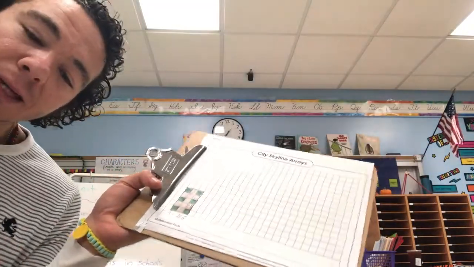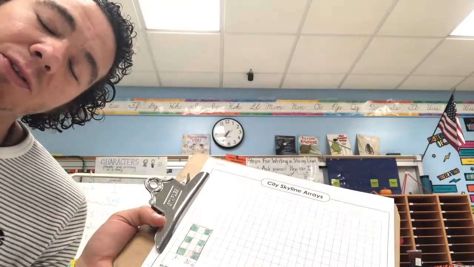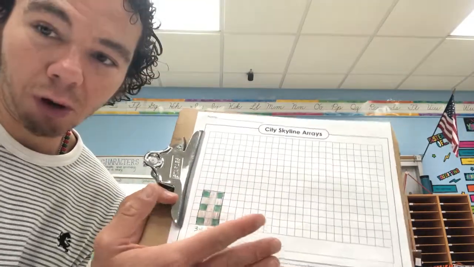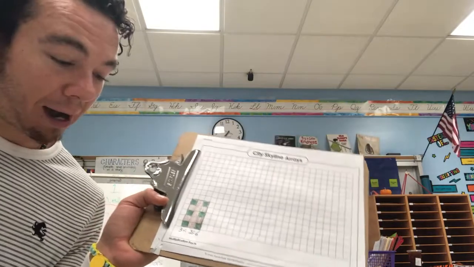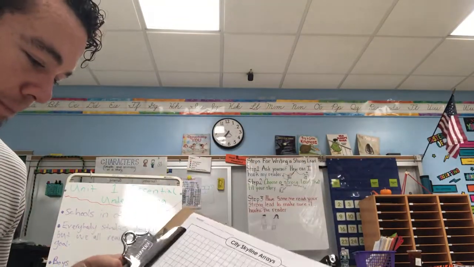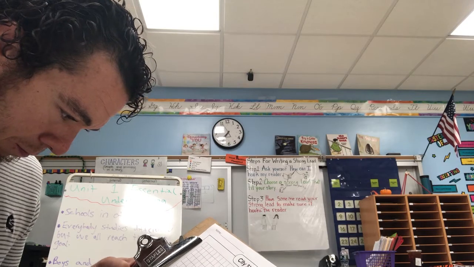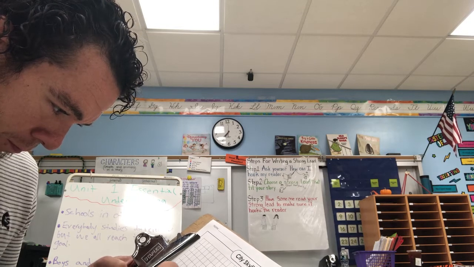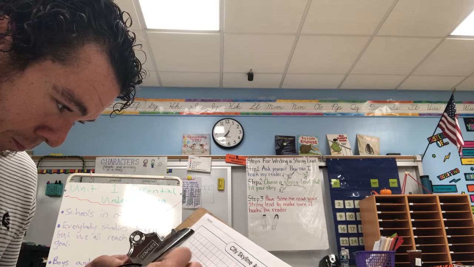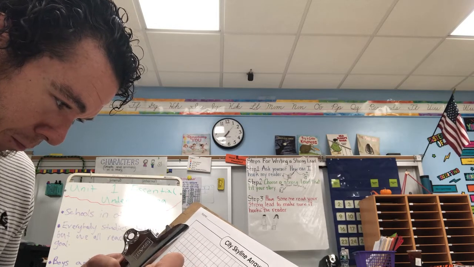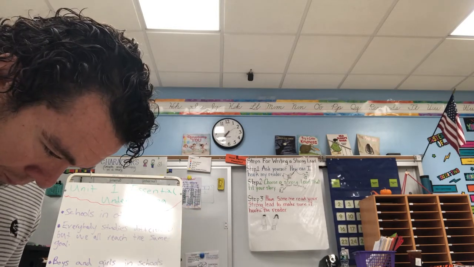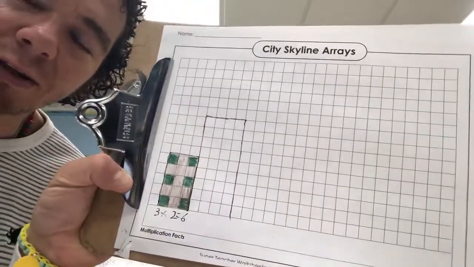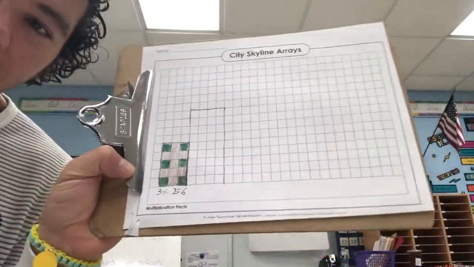Now, when I go back to the directions, it says draw vertical rectangles of various sizes, meaning not every rectangle you draw is going to be the exact same size. So for my next one, as you can see, I boxed in a rectangle that is a little bit larger than the first one I drew.